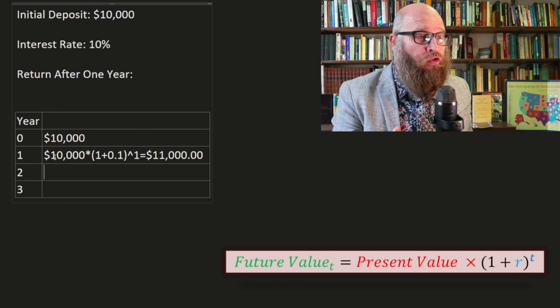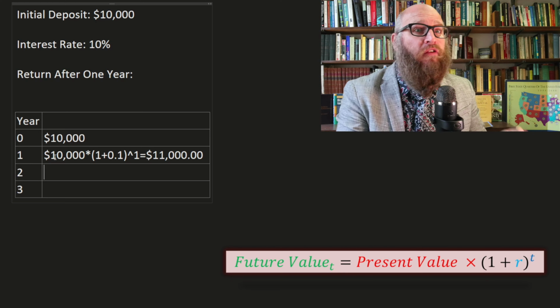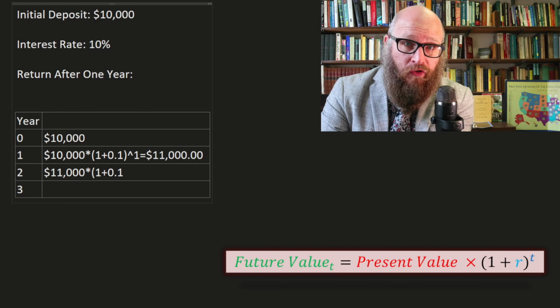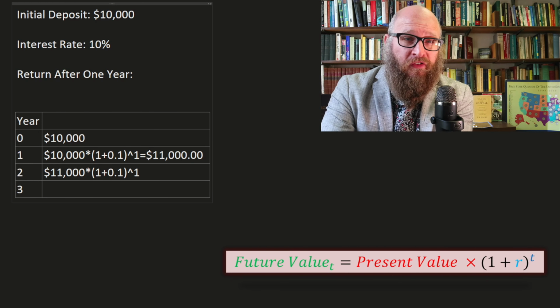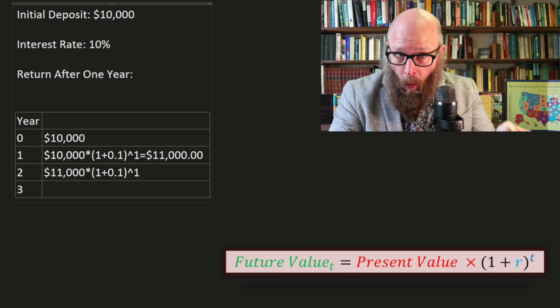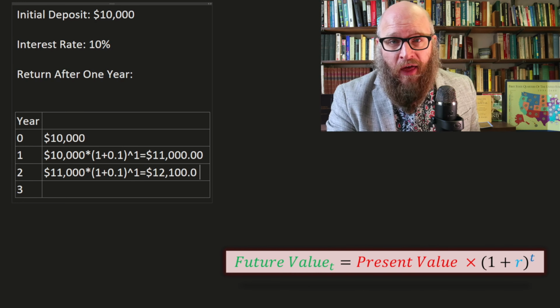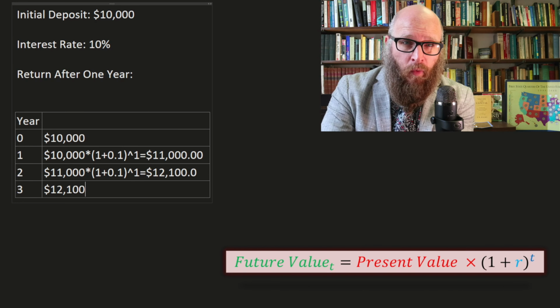But the next year, the interest applies to the entire 11,000, not just the original 10,000. And then you earn an additional 10% return off of the 11,000. We raise it by 1 because this is just applying to this 1 year, the second year, and we get 12,100. And now it continues to grow.